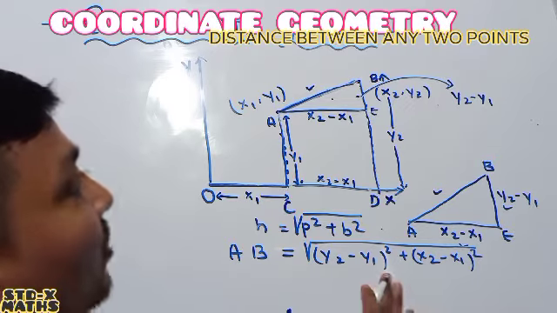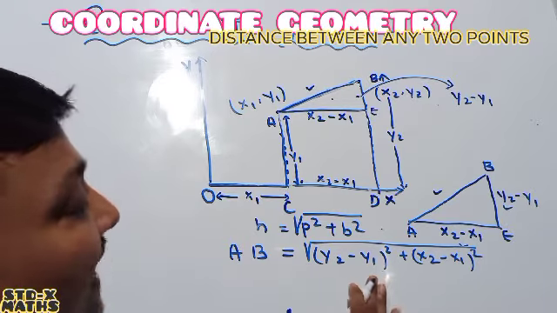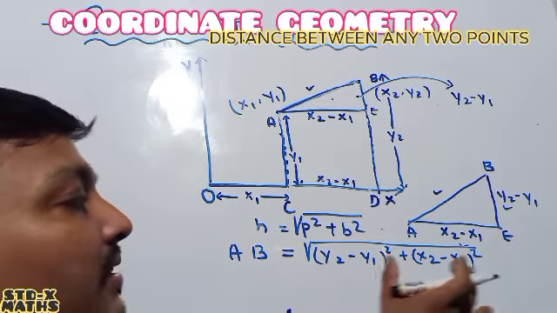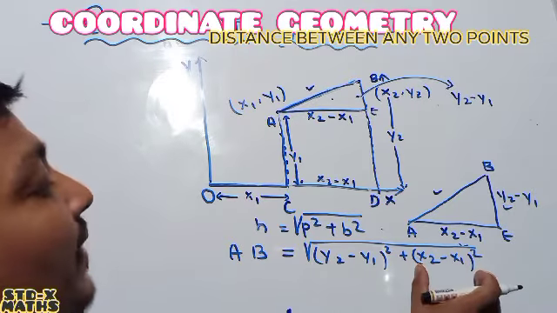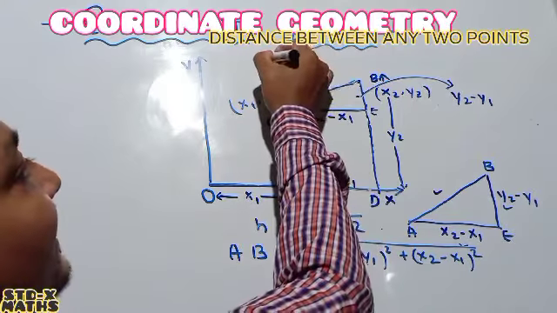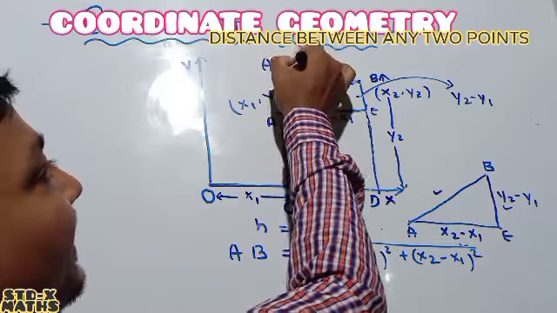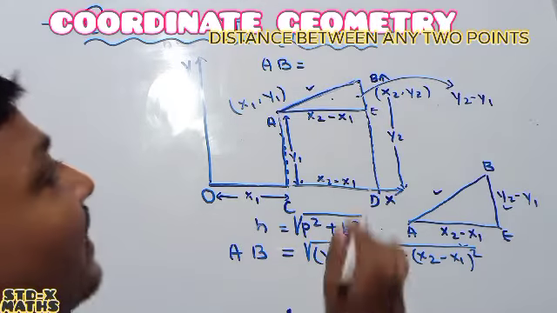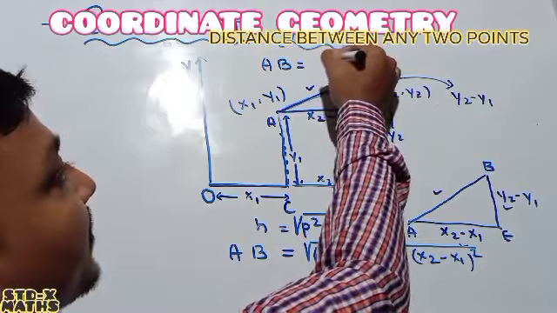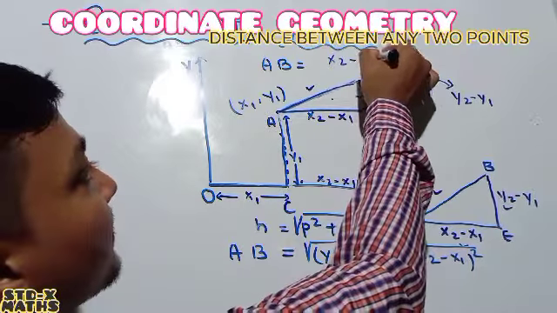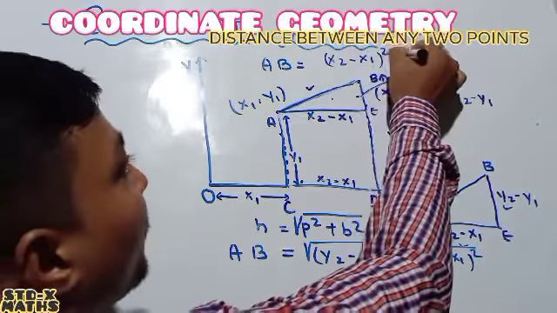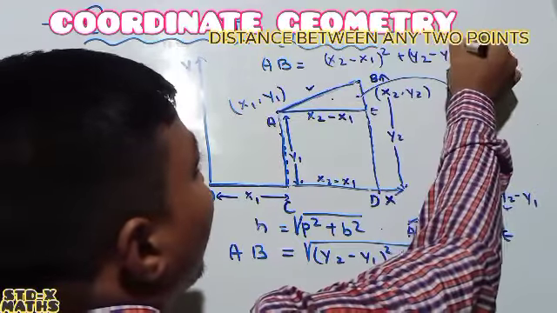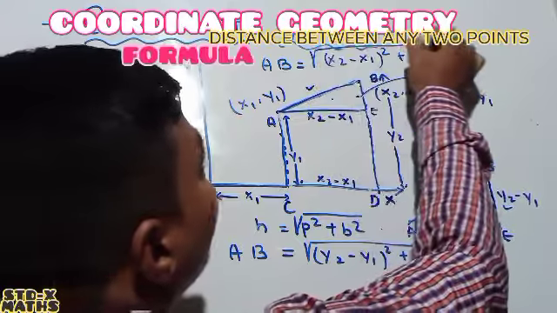Understood perfectly? Here I wrote y2 minus y1 first, then x2 minus x1. Otherwise one can write AB equals, instead of writing y2 minus y1 square first, I may write it as root over x2 minus x1 square plus y2 minus y1 square.